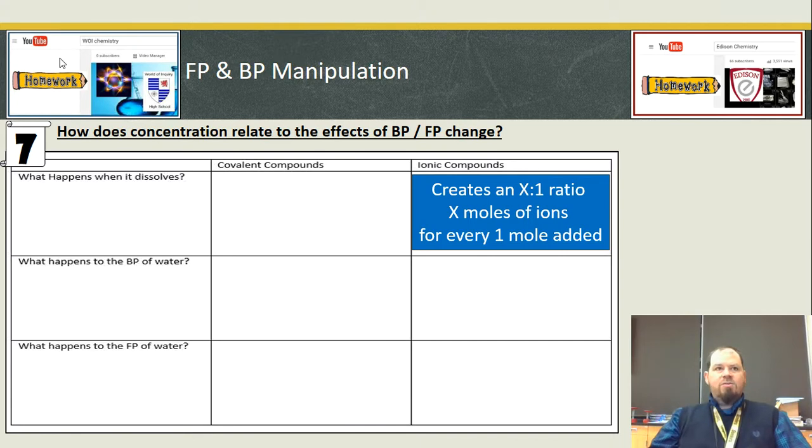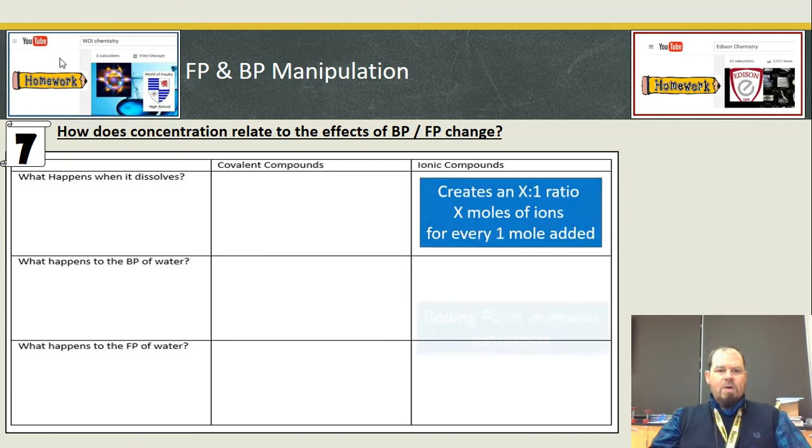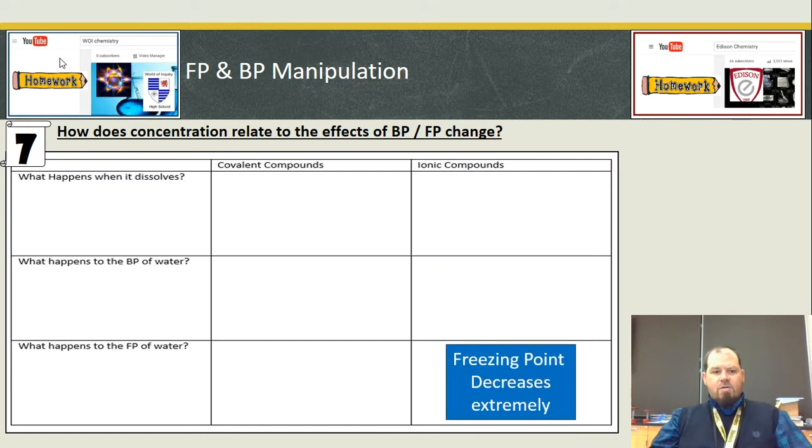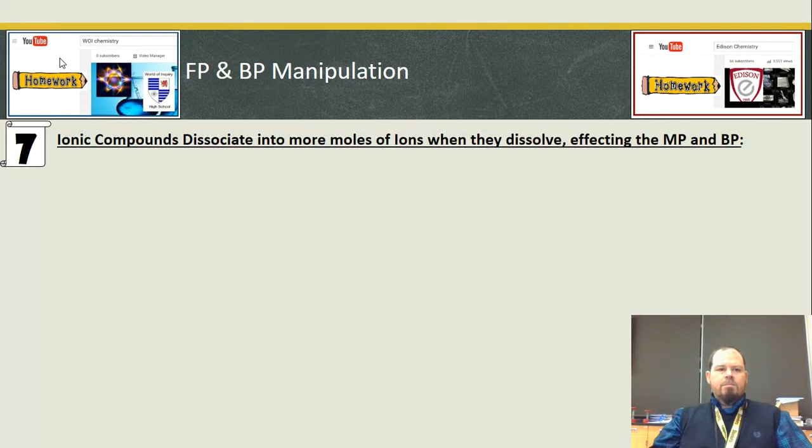Sodium chloride, salt, has 2 ions in it, whereas calcium chloride, CaCl2, has 3 moles of ions in it: calcium and then 2 moles of chloride ions. So calcium chloride is going to have a greater effect than sodium chloride just because of the number of ions within solution. What happens to the boiling point? Well, it's going to increase extremely, or a lot, relative to covalents. And the same is true for the freezing point. It will decrease extremely, with greater consequence. The magnitude of the change is much bigger. Okay?